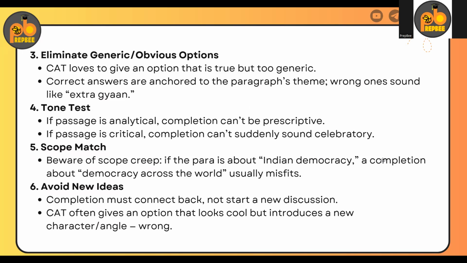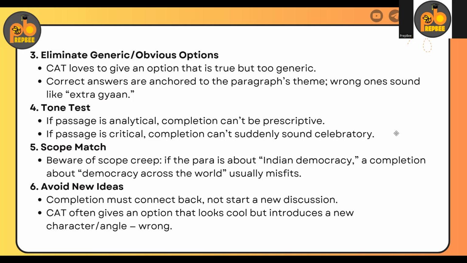If a passage is analytical, completion cannot be prescriptive. You have to understand that. If a passage is critical, you cannot complete it by sounding celebratory. Like, oh wow, something changed, massive change has happened. No, it doesn't work like that. Scope match, be aware of scope creep.